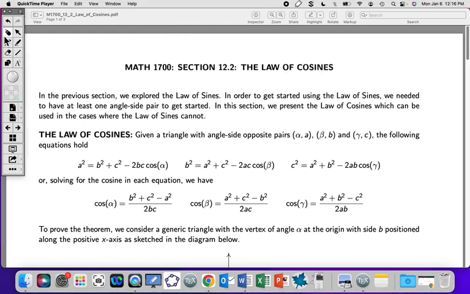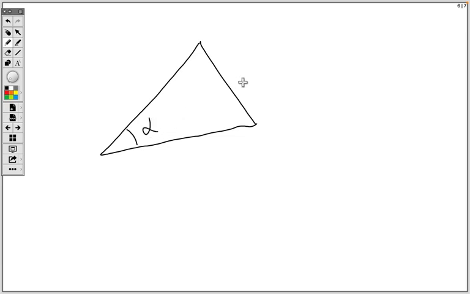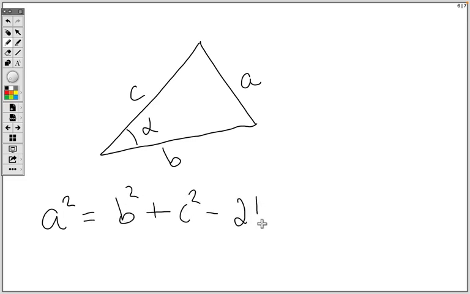So let's look at the statement of the law of cosines. Once again, we've got the classic angle side opposite pair labeling here. So we've got alpha there, A here, and then we've got sides B and C. The law of cosines says a squared is equal to b squared plus c squared minus 2bc cosine alpha.